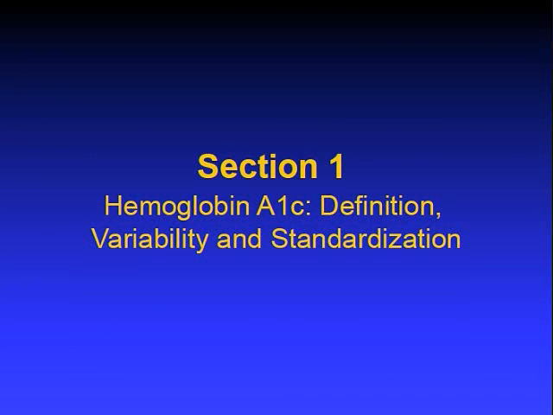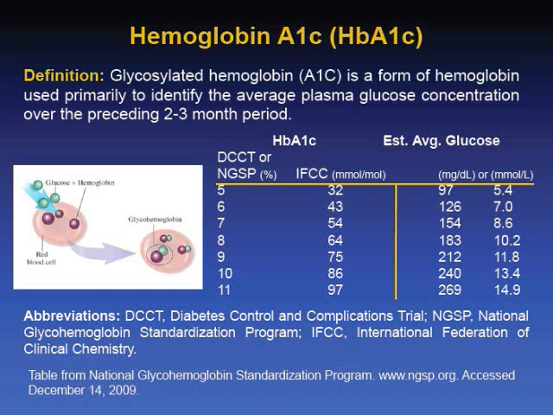Section 1, hemoglobin A1c, definition, variability, and standardization. When blood glucose enters red blood cells, it glycates the amino terminals of hemoglobin, making glycosylated hemoglobin. This is also known as hemoglobin A1c. Since the half-life of the red blood cell is typically 60 days, the level of hemoglobin A1c reflects the mean blood glucose concentration over the preceding 2 to 3 months.